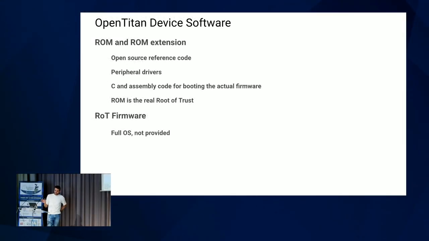OpenTitan provides a reference implementation for the ROM and the ROM extensions. It's written in C and assembly. It's what OpenTitan calls hardened C. They have some sort of CFI implemented in C, so you can verify that your actual code flow is what's expected, and if it's not, you don't boot. It uses a bunch of peripheral drivers that OpenTitan also provides. So if you want to rewrite your ROM, you can use the peripheral drivers that have been tested and verified.